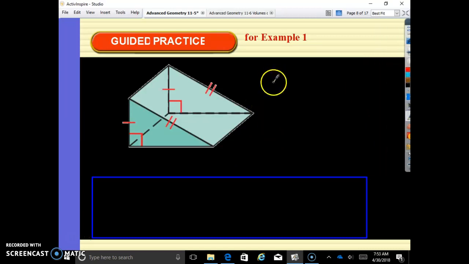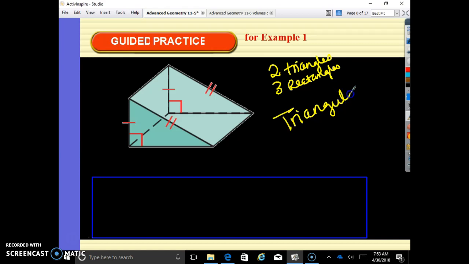All right, so what about this one? What would this one be called? Think about what shapes you have. You have 2 what? 2 triangles and what? 3 rectangles. So do you have 1 base or 2 bases? 2. The base names the shape. This is a triangular what? Prism, because prisms are made up of rectangles. Pyramids are made up of triangles, and they come to a point. This is a triangular prism.